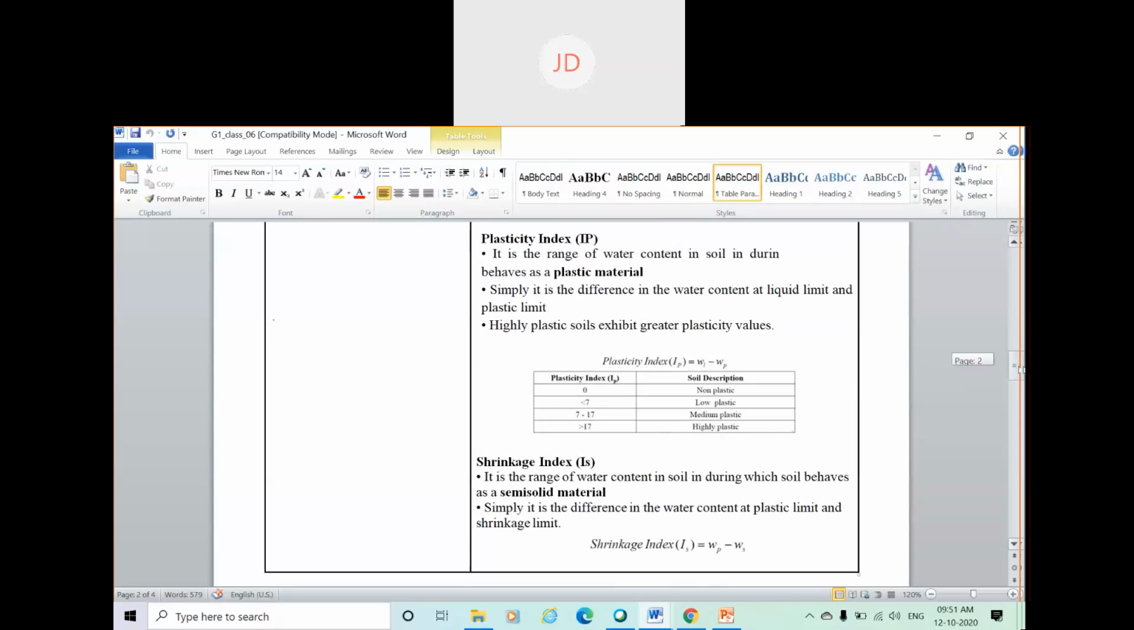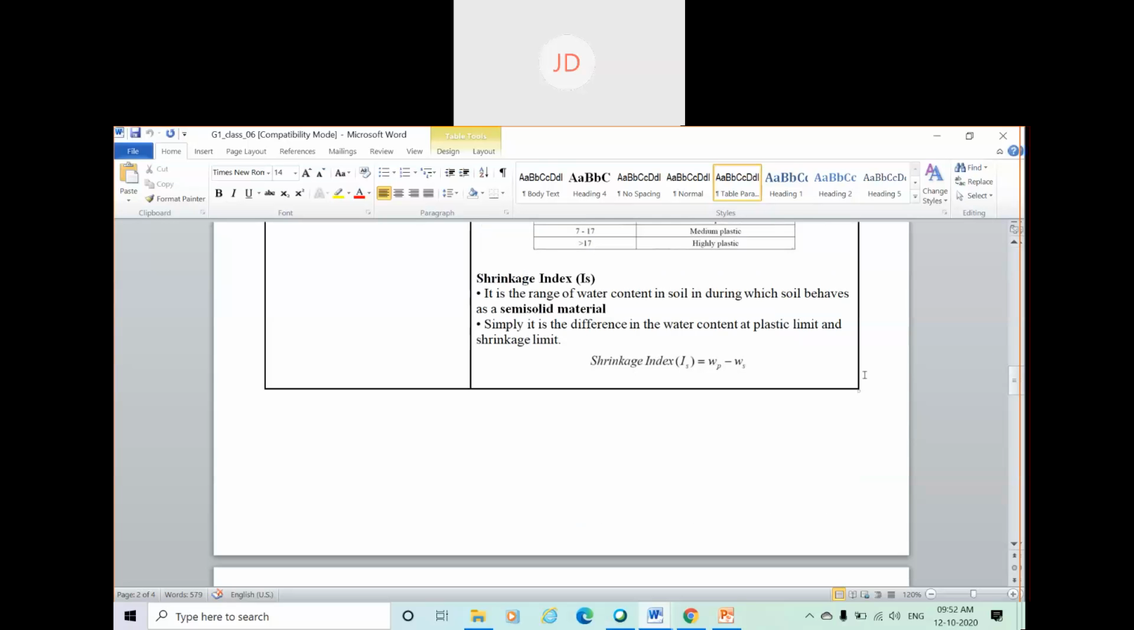Here is a tabular format for describing a particular fine grained soil, whether it is plastic or non-plastic, low plastic, or high plastic. There is a range, so you just try to remember this. Here is a range of plasticity index and soil description. If the liquid limit minus plastic limit becomes zero, that means there is no plasticity in the soil, and the soil is in liquid state, we can say. We will just go through this.